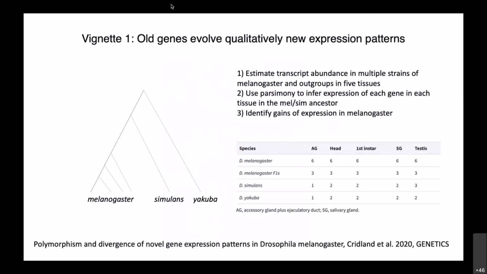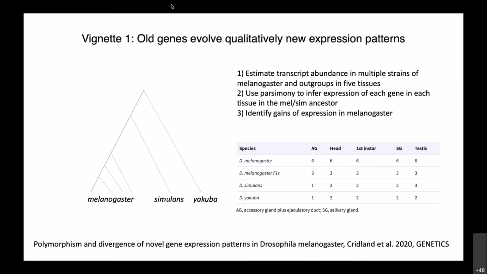So the first short story I'm going to tell you came out in Genetics in September of last year, and it's a story about how old genes can evolve very new expression patterns. So here's this three species tree. And by the way, there are several things in this paper that I'm not going to mention, so I'm going to just focus on one small part of the paper. And that small part is gains of novel expression in particular organs of Drosophila melanogaster. So if we imagine we have this three species tree here, and we've got multiple genotypes of melanogaster sampled, we often sample at least one, often more than one outgroup strain for each of the outgroups.